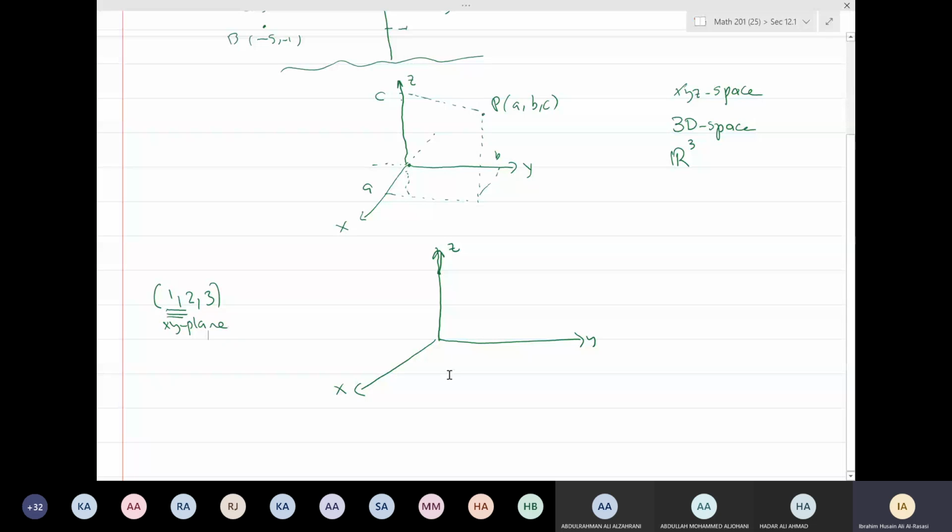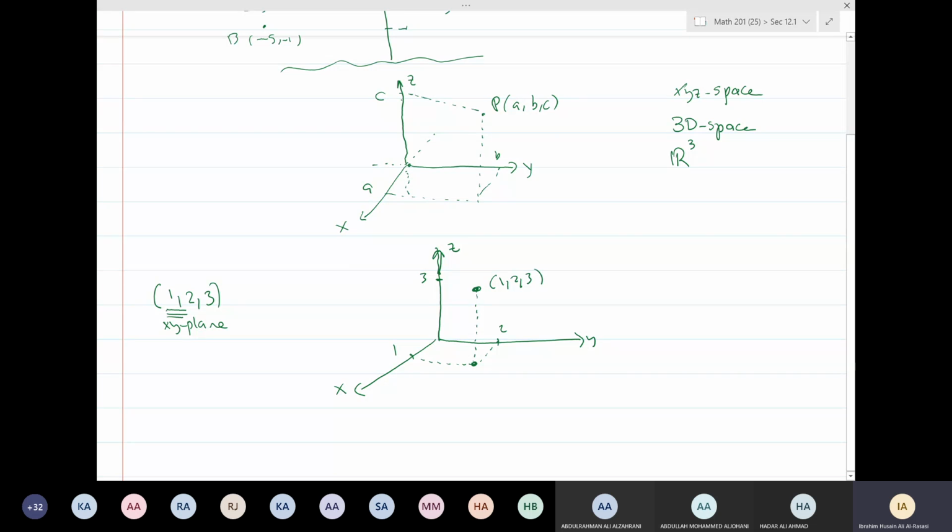So you locate 1 and 2 in the floor, the xy plane. So this is 1, and this is 2, and you are here, okay? So this is 1 and 2 from the first two numbers. Now the z coordinate: from this point you go along the z-axis 3 units upward, okay? And this is a 3, and I am here. This is the point 1, 2, and 3, okay?